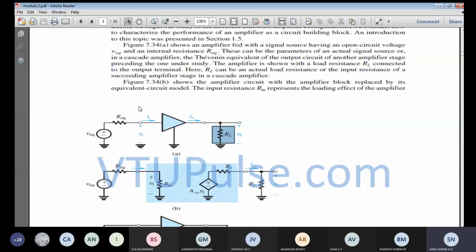If you are studying the current amplifier, this can be the actual load connected across the output terminal, or it can be considered the input resistance of the succeeding amplifier stage. The input resistance of the succeeding stage can be considered as the load resistance for this amplifier when you study it.